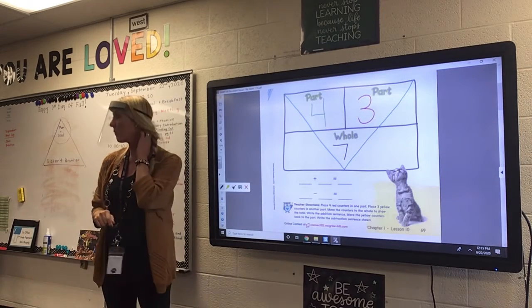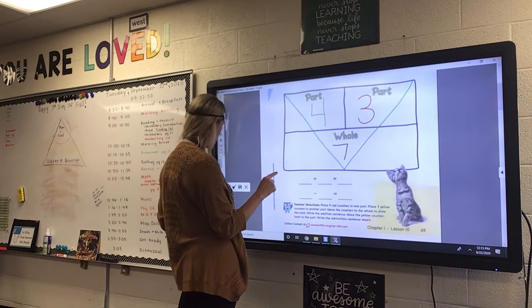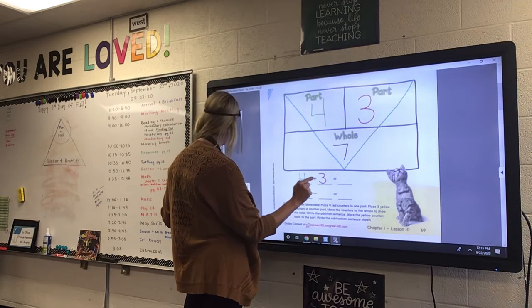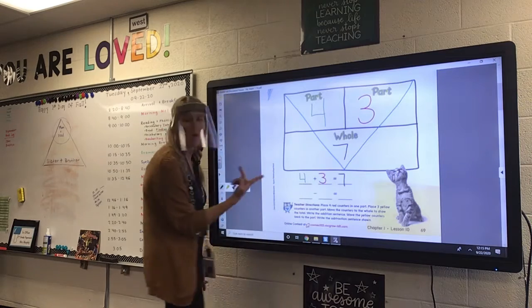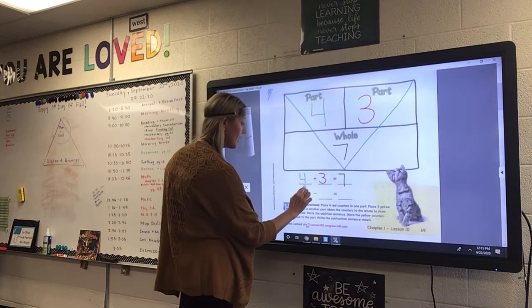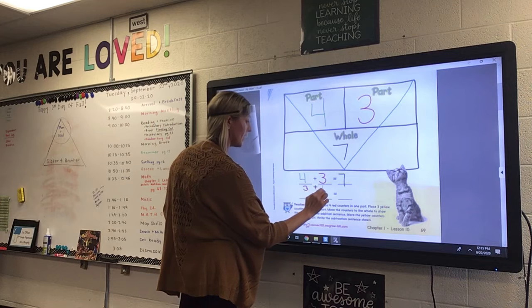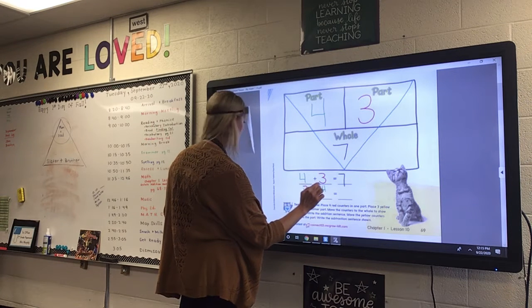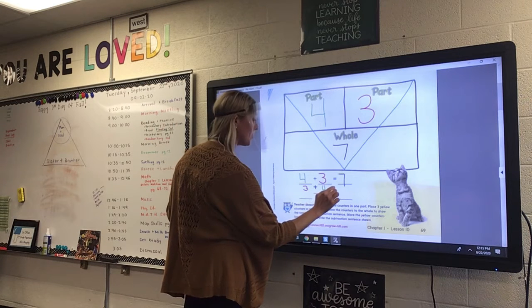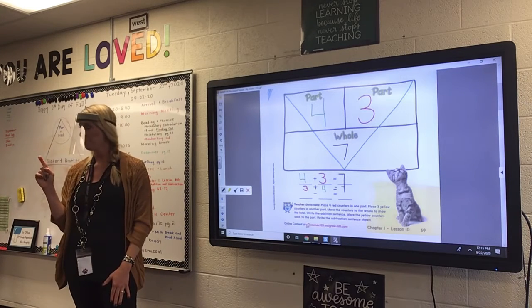Now down here, we need an addition sentence. And we could write 4 plus 3 equals 7. Or if you wanted to, you could flip that around and write another one: 3 plus 4 equals 7. So it doesn't matter which one you write, as long as you have one of them.